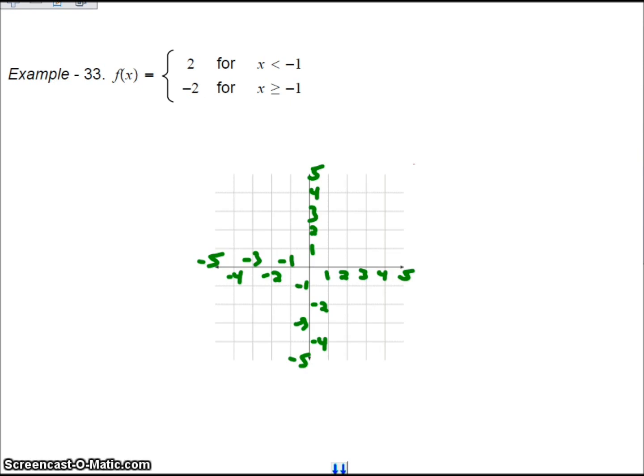So first, I'll start by putting my Cartesian coordinate system down, and I've labeled the numbers here. The next thing you want to decide is where you're going to be switching from one equation to the other in your graph. And that's pretty easy to see if you look at the equation, that when x is less than -1, we're using one particular equation, y equals 2. And when x is greater than or equal to -1, we're going to use the other one. So where is it going to switch at? It's going to switch at x equals -1, just like the previous example we were looking at, right?